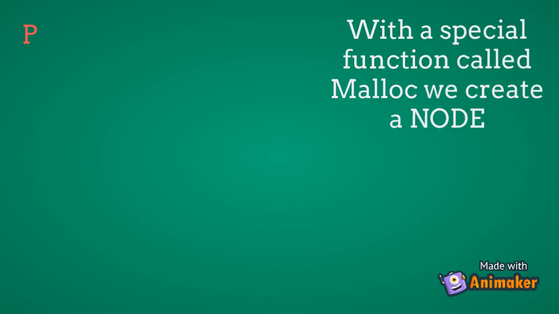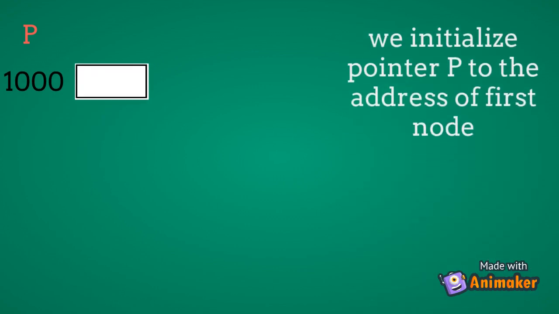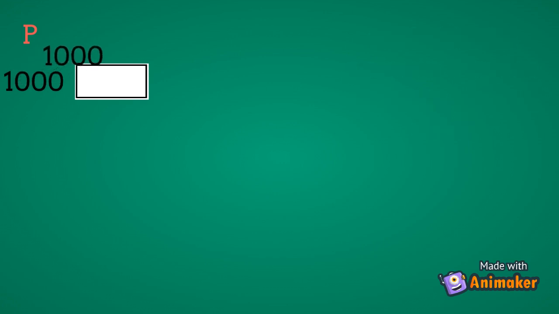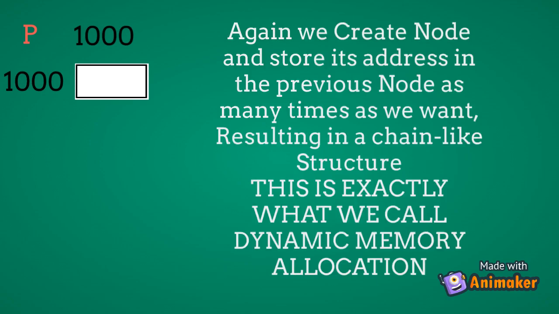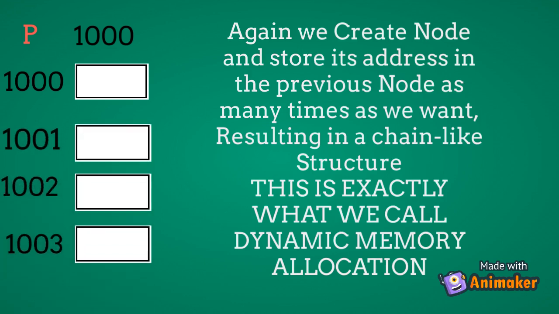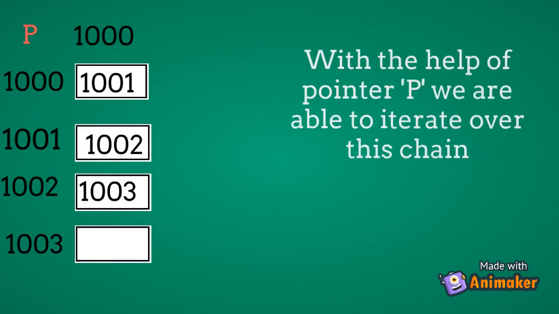With a special function called malloc, we create a node. We initialize pointer p to the address of the first node. Again, we create a node and store its address in the previous node as many times as we want, resulting in a chain-like structure. This is exactly what we call dynamic memory allocation. With the help of pointer p, we are able to iterate over this chain.